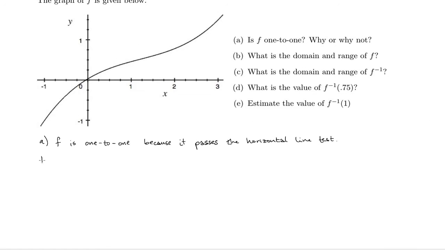For part B, we want to determine the domain and range. And because there are no arrows at the ends, we're just going to assume that what we see is the entire thing. So for f, our domain is all our possible inputs. So we go to the furthest left point, which is down here, and find where that corresponds to the input. So looks like it's right around there. And we're just going to estimate that. It looks like maybe it's negative 1.1.